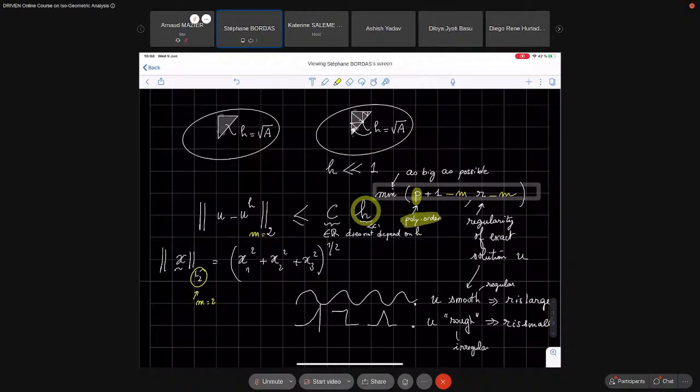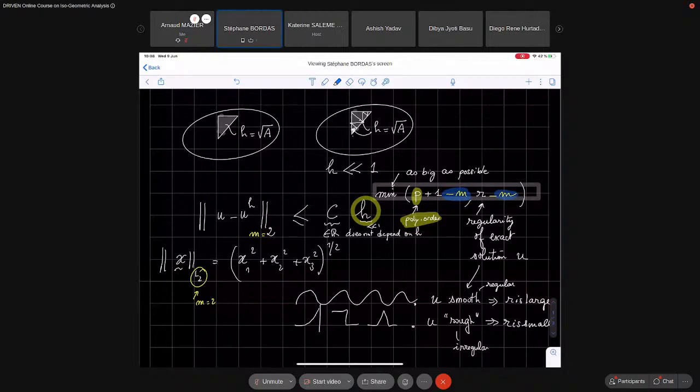You can also control the norm in which you measure stuff. So you can say, okay, I want the L2 norm, so m is equal to 2, for example. But it could be that you want to measure it with some other norm, like the H1 norm, or maybe you want the H5 norm, or whatever. That you can also control.